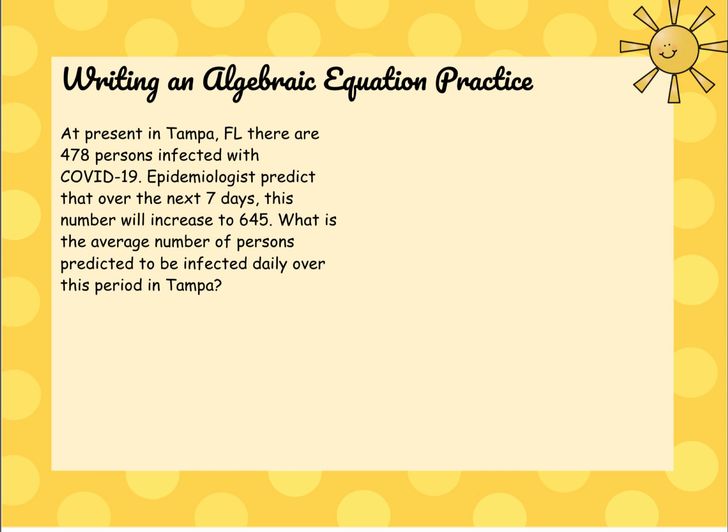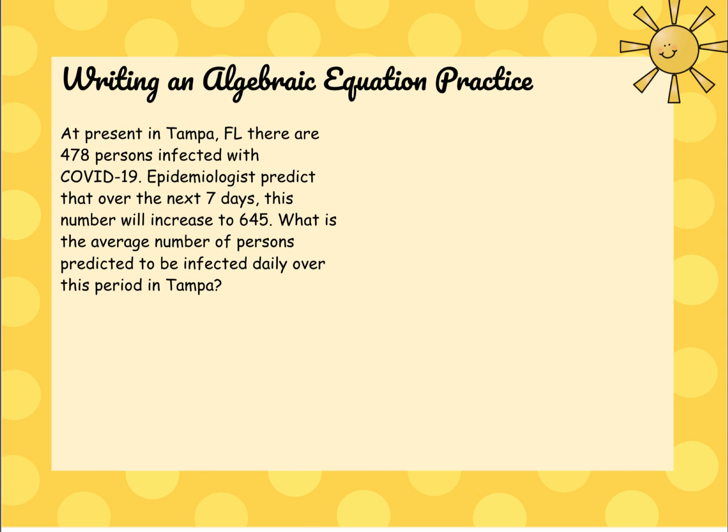Now, being able to just solve an equation isn't all that we need to do. We also need to be able to write equations and solve them. So let's look at a timely and contemporary problem. So at present in Tampa, Florida, there are 478 persons infected with COVID-19. Epidemiologists predict that over the next 7 days, this number will increase to 645. What's the average number of persons predicted to be infected daily over this period in Tampa?